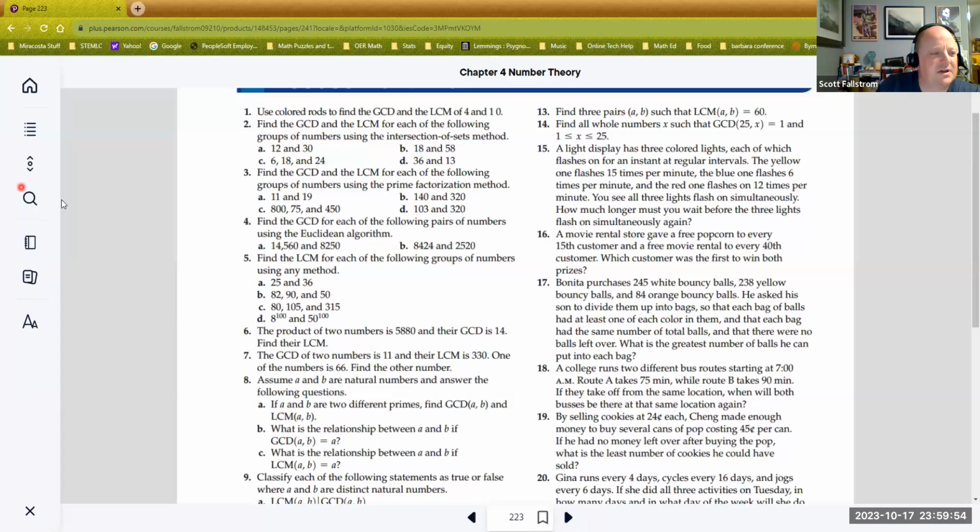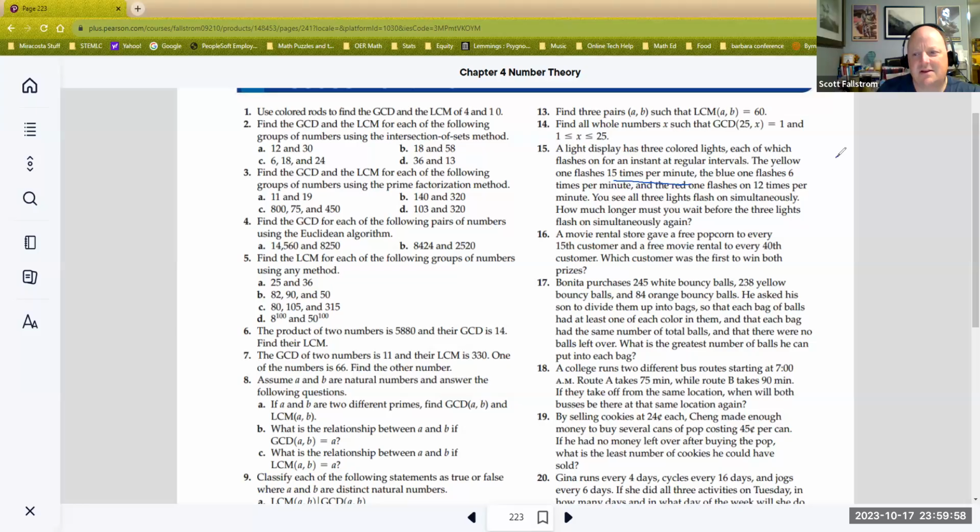So I think the only piece to make sure of here is that if it's 15 times per minute, and a minute is 60 seconds, we're talking about every 4 seconds. So this one's every 4 seconds. The one that flashes 6 times per minute would be every 10 seconds. And the one that flashes 12 times per minute, you have to divide that in, would be every 5 seconds.